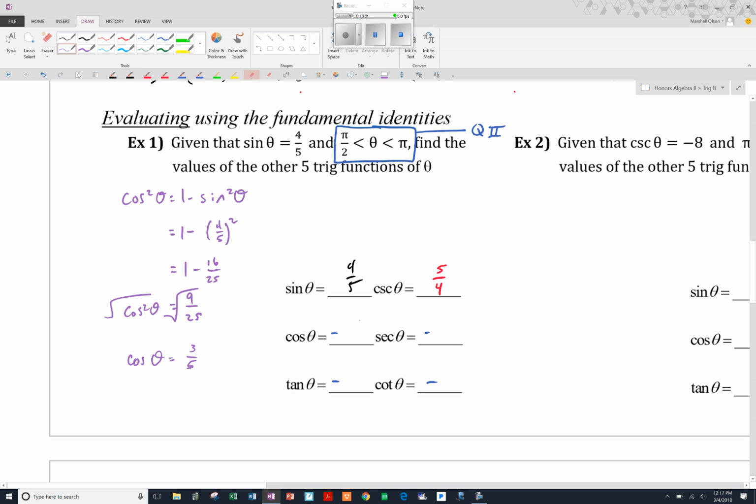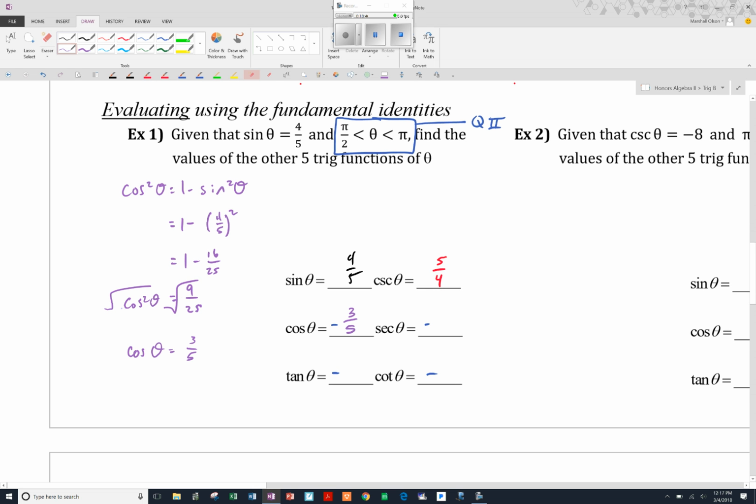We have 3/5. For cosine, we know it's negative. We already took care of that. But had you not taken care of that, this would be the spot where you take the square root. We usually think about that positive negative thing here. That's a spot where you got to go, oh, what quadrant am I in? Should this be positive or should it be negative? Obviously, this one should be negative. We'll flip it to get secant. And then we'll use the tangent identity of sine over cosine to get our last two values there. And then we'll flip it to get cotangent.